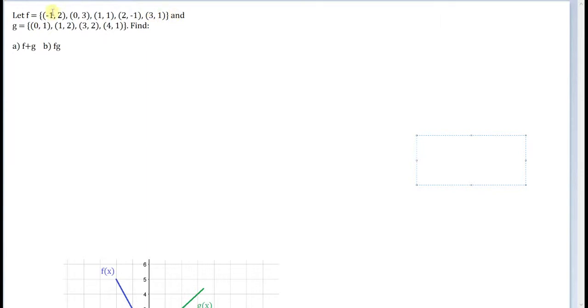And the key thing here is the domain of this function, the domain of f plus g, is the set of points where there are x values in f and x values in g, where the x values match up. So the domain, this will help us to understand what to do. Is -1 in the domain? There's a -1 in f. Is there a -1 in g? No. So not -1. 0, 0. They both have x equals 0.